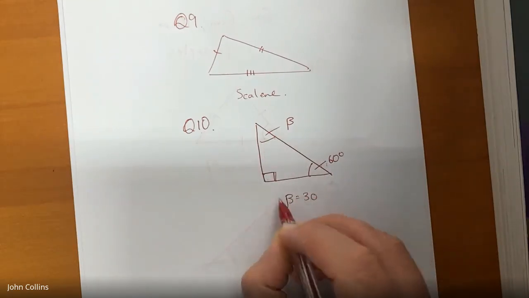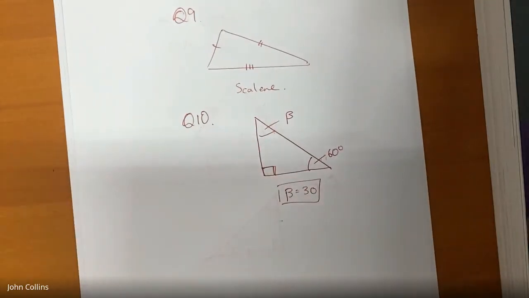Beta equals 30. Let's check to see who's the first person to write 30. Brianna, goodbye.